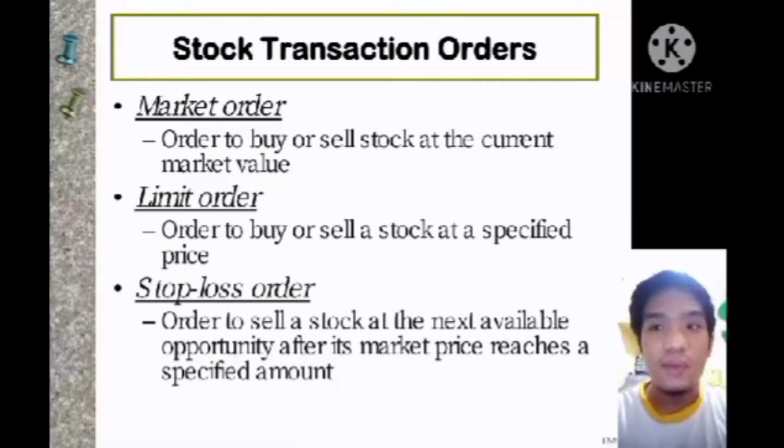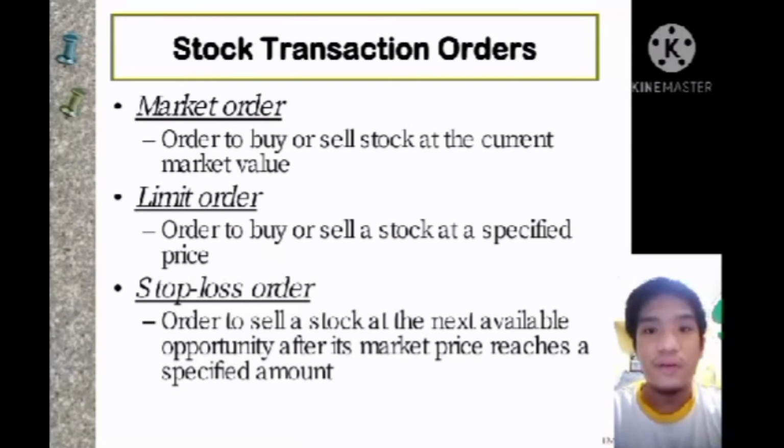Second one is the limit order. It is an order to buy or sell a stock at a specified price. A limit order is a type of order to purchase or sell a security at a specified price. This stipulation allows traders to better control the prices at which they trade.